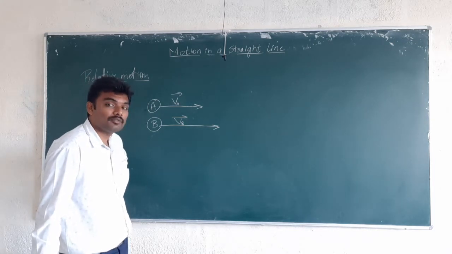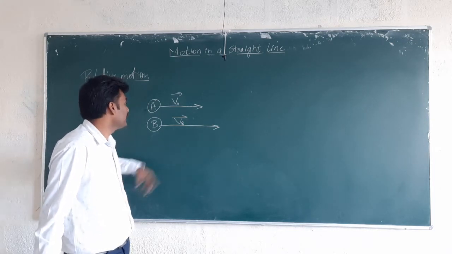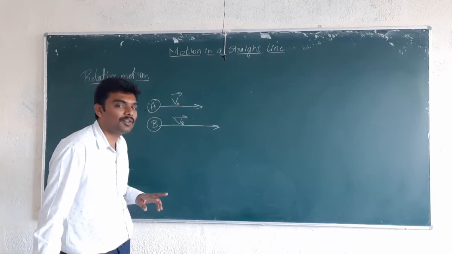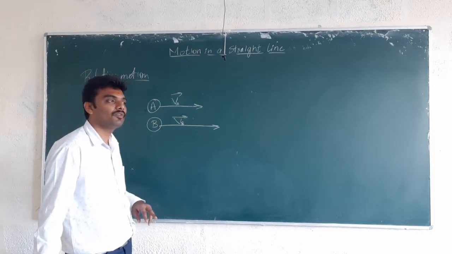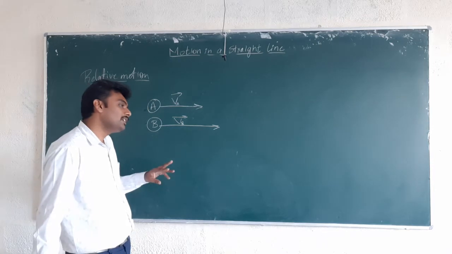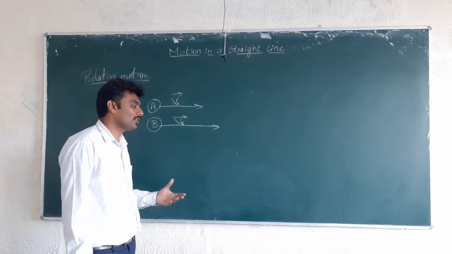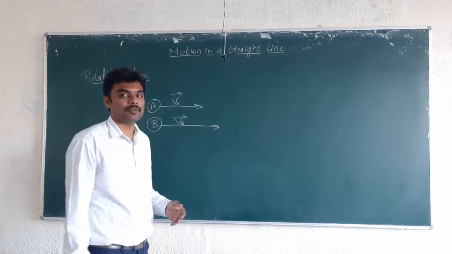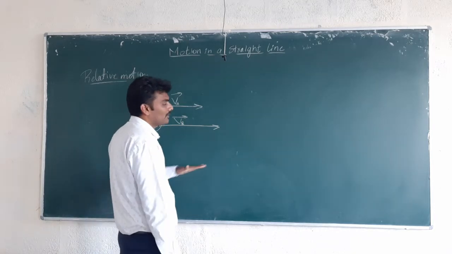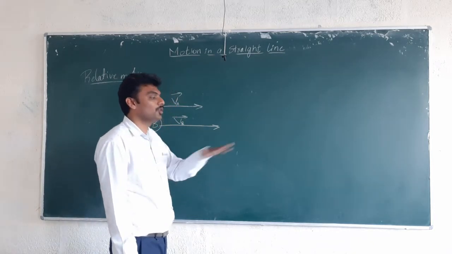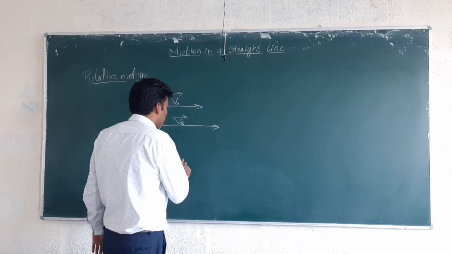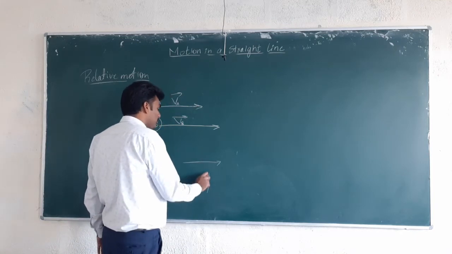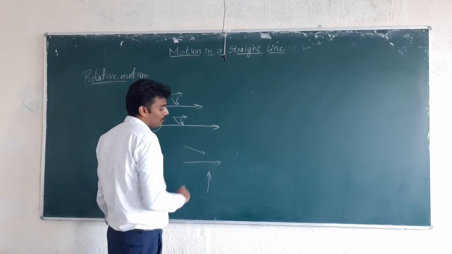And one more important factor to observe here is these two bodies. When I say two bodies in motion, there can be different situations or different patterns of motion possible, because if we are in the open ground, one body can be moving like this, the other body can be moving like this, one more body can be moving like this.